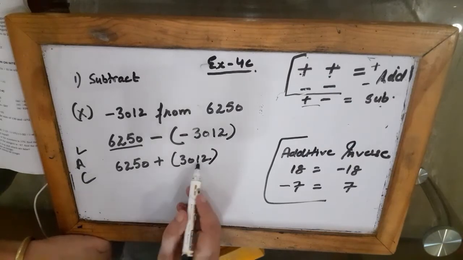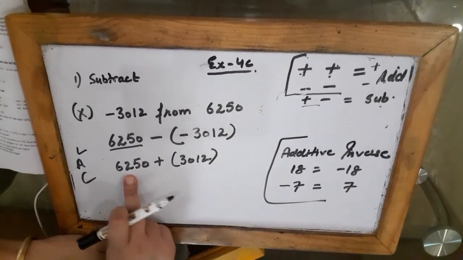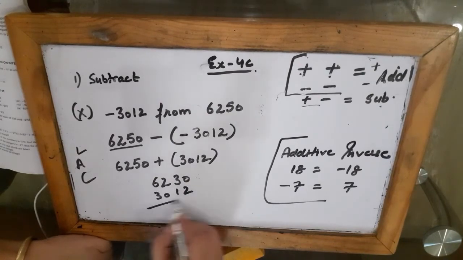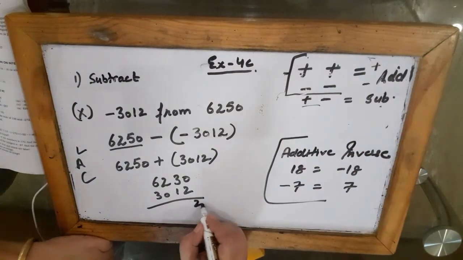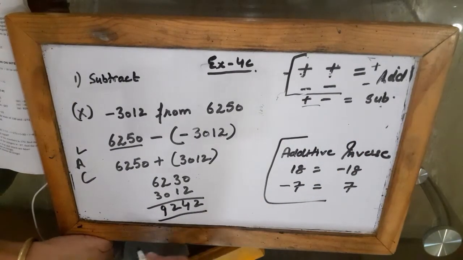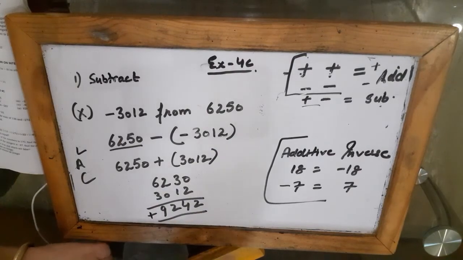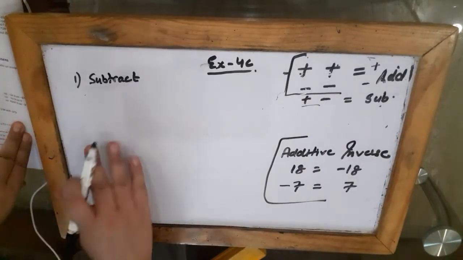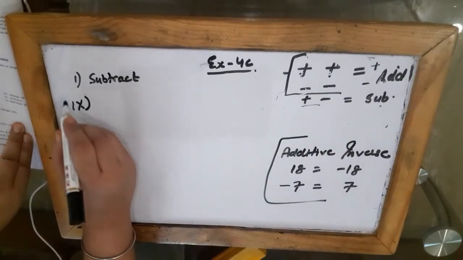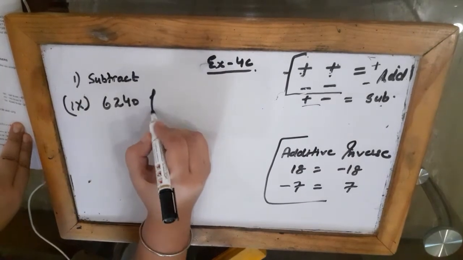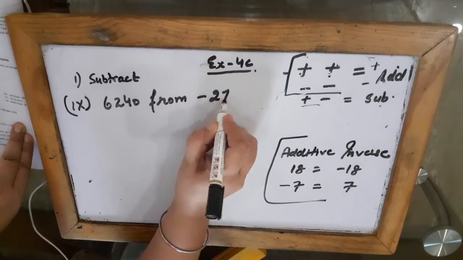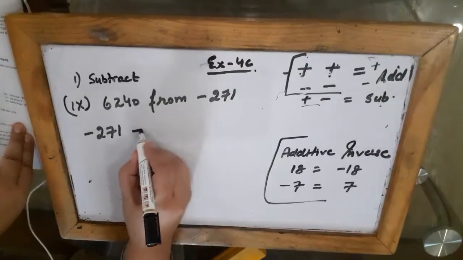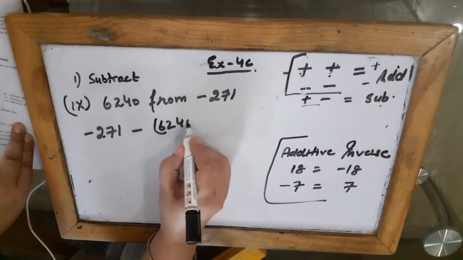This is a negative number, so it will become a positive number. Now both my integers are positive. So when you have both integers of the same sign, what we do, we add them. 9242, and both are positive, so my answer also will be positive. Now let me take one more example, the 9th part: from minus 271 I have to subtract 6240.